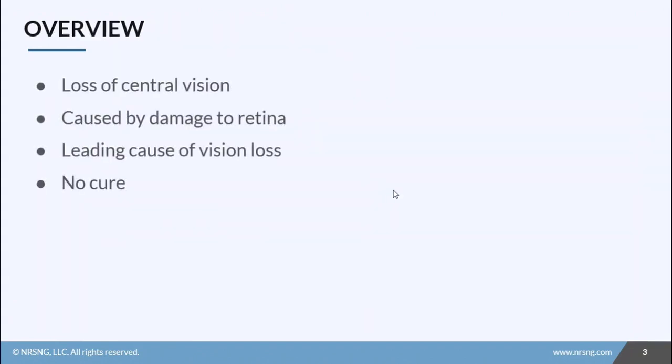Okay, so macular degeneration in general is just a loss of central vision. Unlike cataracts, for example, which cause overall blurring of the visual field, macular degeneration is a loss of the central vision. So not the entire picture, it's the center of the picture. This is caused by damage to the retina. This is the leading cause of vision loss, and there is no cure.